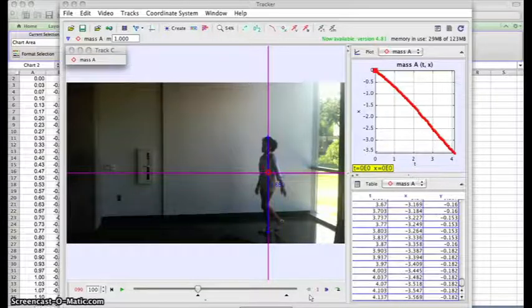I observed the details of my own movement in Tracker by setting the origin of my axis to the center of my back, here, with the positive y going upwards and the positive x going in the right direction. The center of mass being my own core area here, I then calibrated the length measurements to my height, which is 1.65 meters.